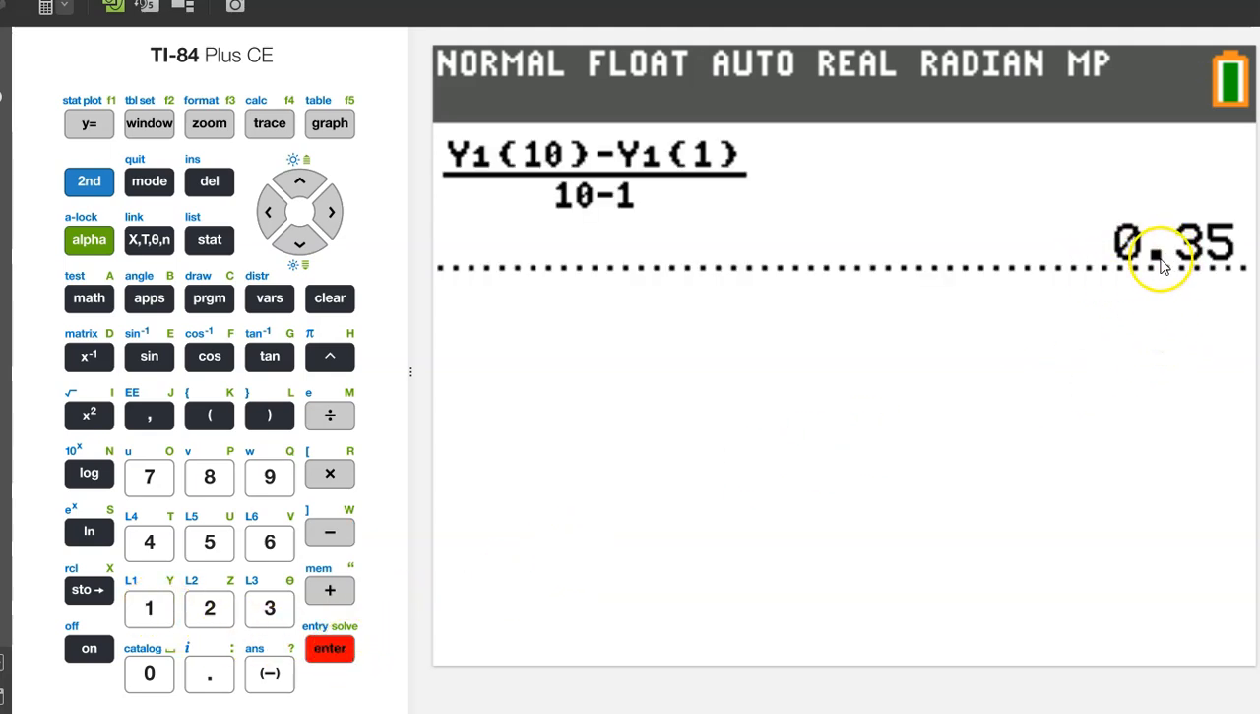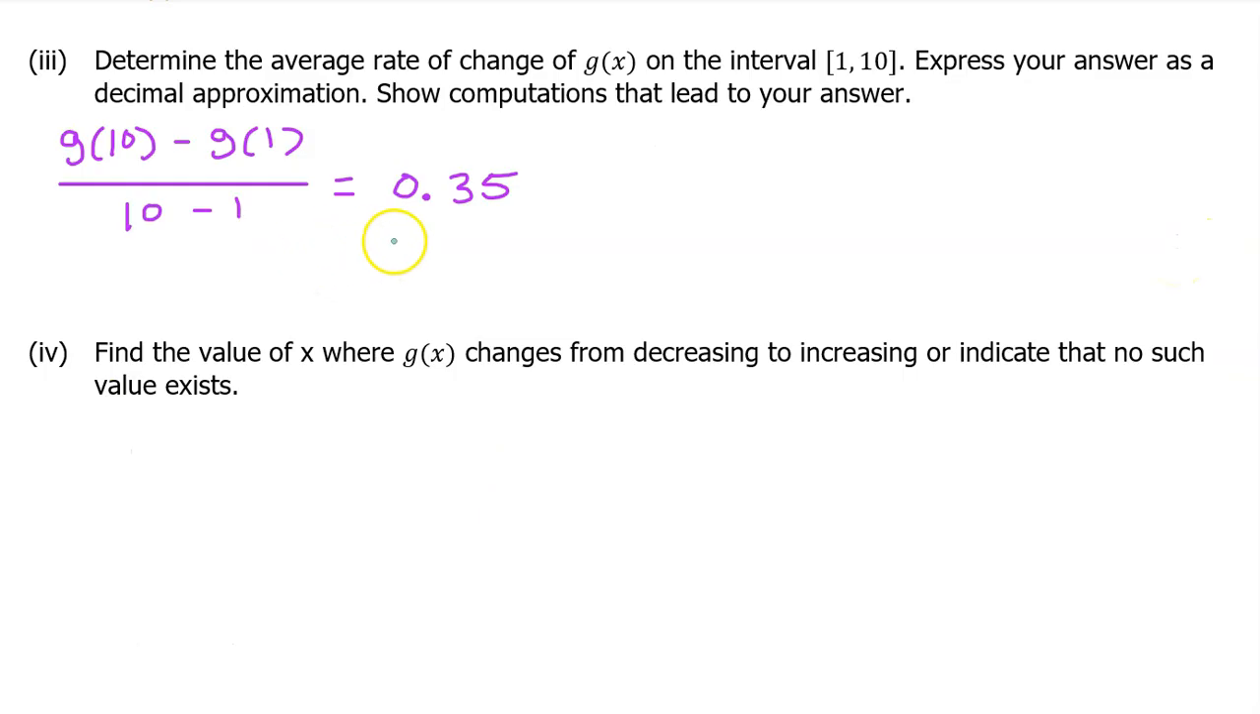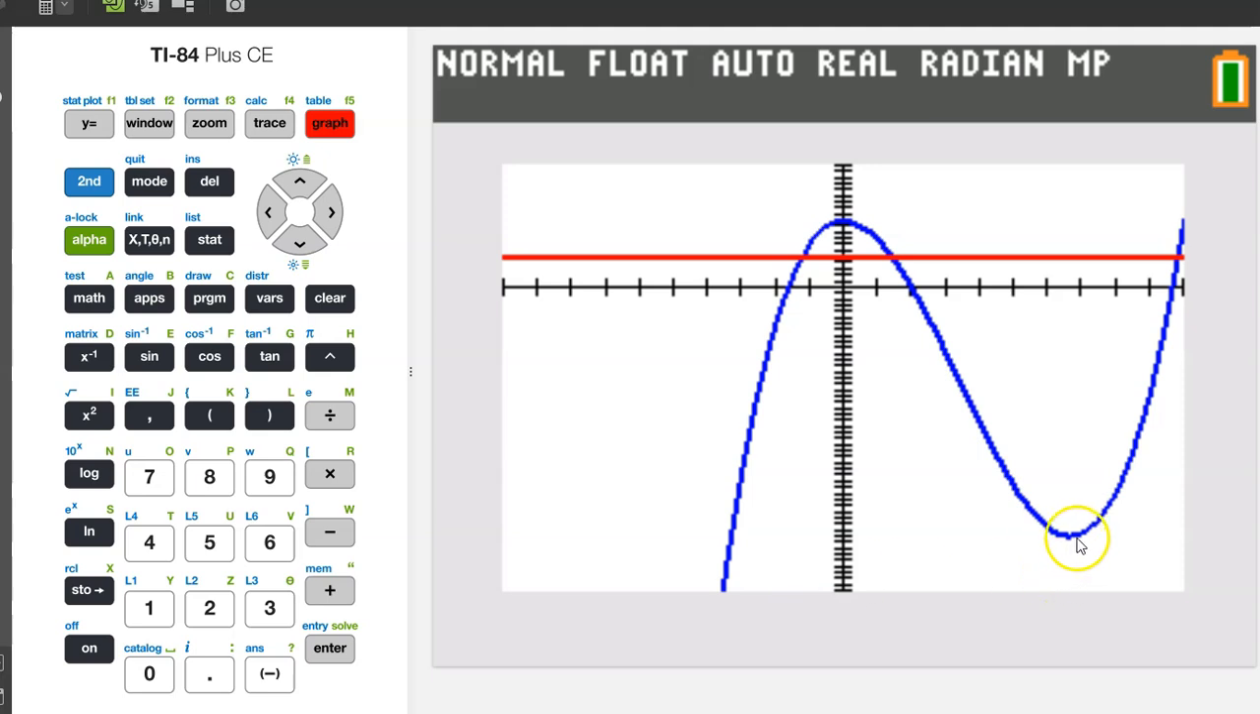So the average rate of change is 0.35. That's it for part 3. Part 4. Find the value of x where g of x changes from decreasing to increasing, or indicate that no such value exists. We need to find this x value where g of x changes from decreasing to increasing.